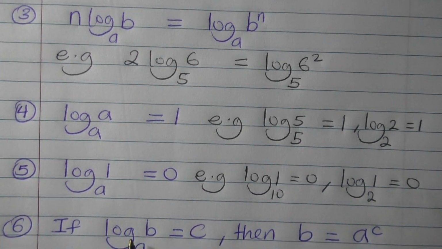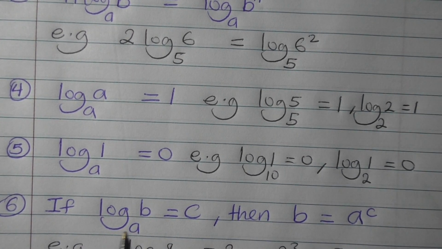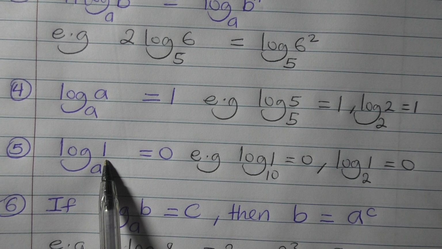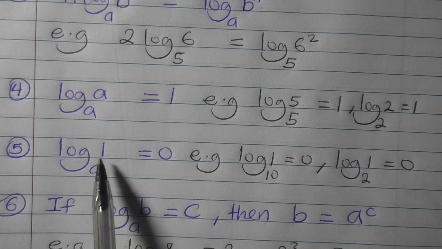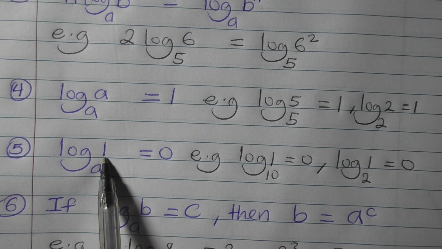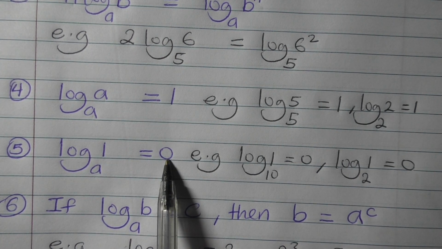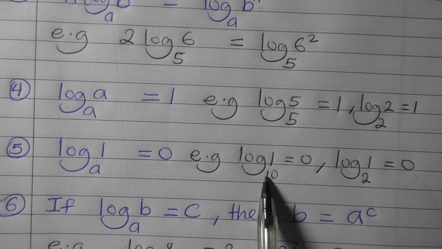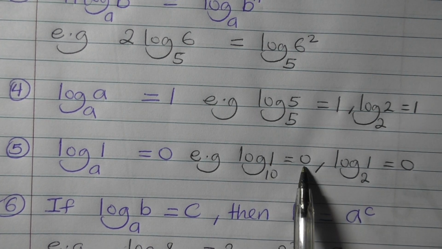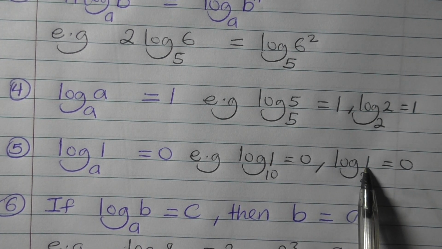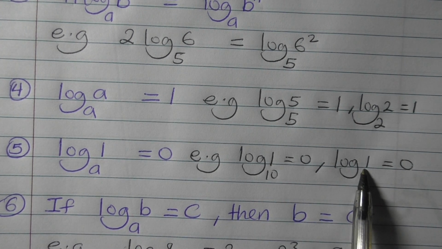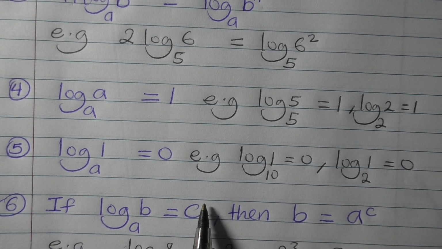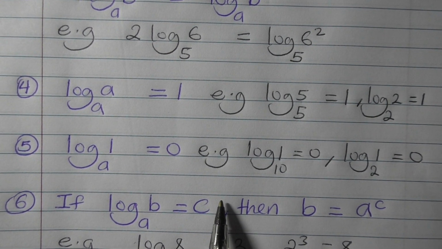Law number 5 tells us that the logarithm of 1, irrespective of the base, as long as the power is 1, is always equal to 0. For instance, log 10 1 is 0, log 2 1 is 0, and so on. As long as the power is 1, that logarithm equals 0.